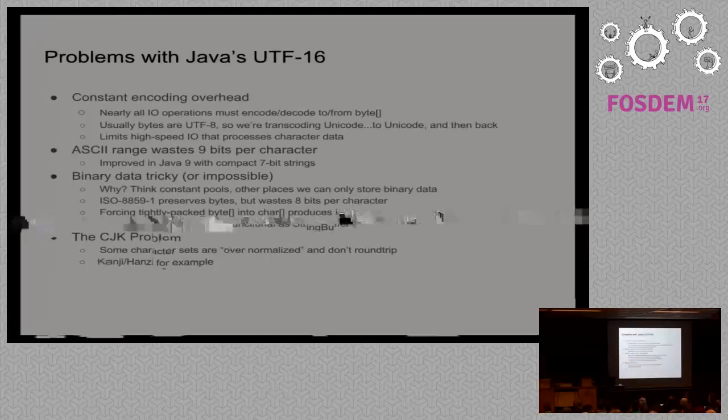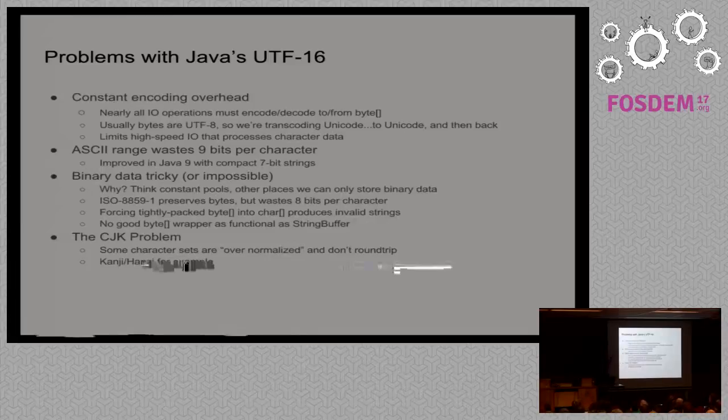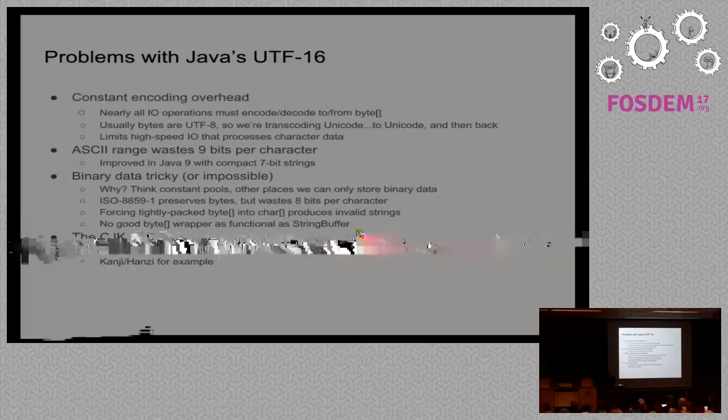Okay, so problems here. The constant encoding overhead. Anything that you do when you have to read from the wire, read from the file system, and deal with characters, you've got at least the decoding cost of bringing it in from bytes into characters, because it needs to turn into UTF-16. Vanishingly small amounts of I/O on the actual internet or on the real networks, and actual files are in UTF-16. So you pretty much always have to suffer through this. And that's not cheap. That's a cost.